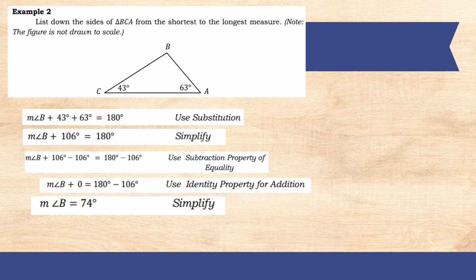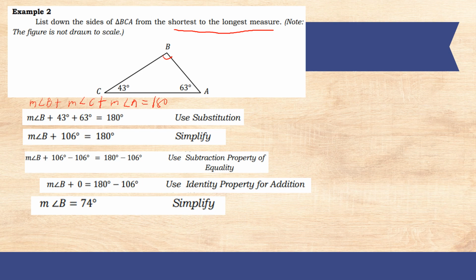Let's have example number 2. List down the sides of triangle BCA from the shortest to the longest measure. The first thing to do is to find the unknown measure of angle B. Note that the sum of the measures of the interior angles of a triangle is equal to 180. Therefore, we will have the measure of angle B plus the measure of angle C plus the measure of angle A equals 180.